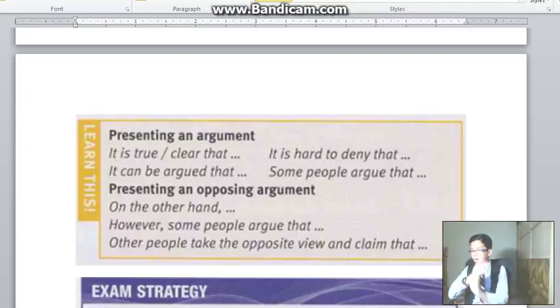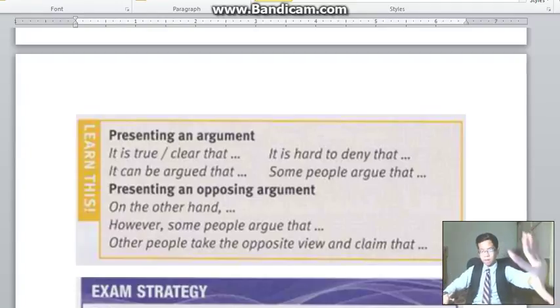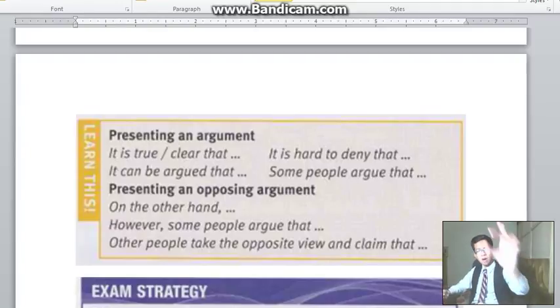So for presenting an argument, you can say: it is true that, it is clear that, it can be argued that, it is hard to deny that, some people argue that. And for an opposing argument: on the other hand, however, some people argue that, other people may take the opposite view and claim that.